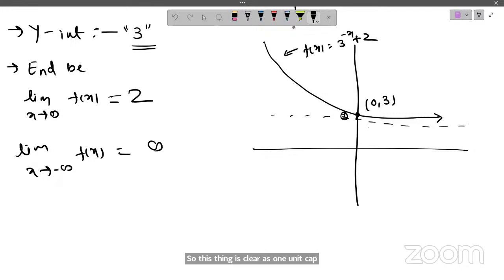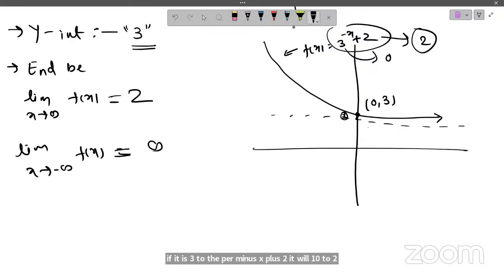Ma'am, so if it was only 3 to the power of minus x, then it would tend to 0. Yes, if it is 3 to the power minus x, it will tend to 0. But if it is 3 to the power minus x plus 2, it will tend to 2. Yes, ma'am. Okay, fine. And what else can we discuss in this graph? Is it increasing or decreasing? It is decreasing, right?